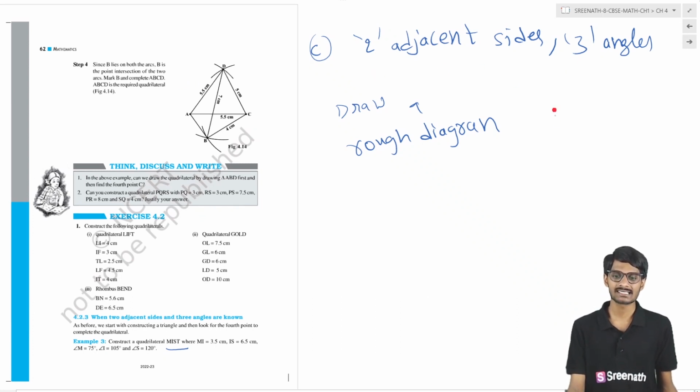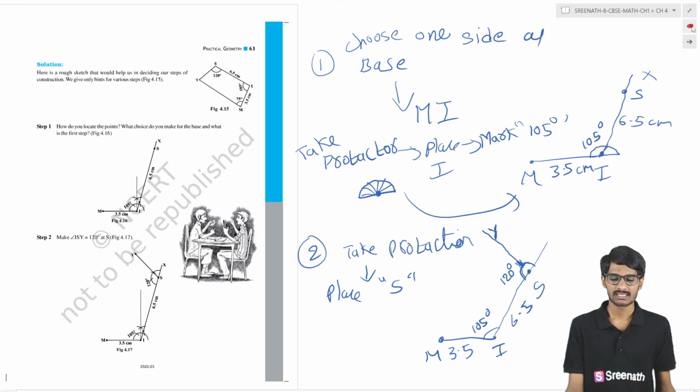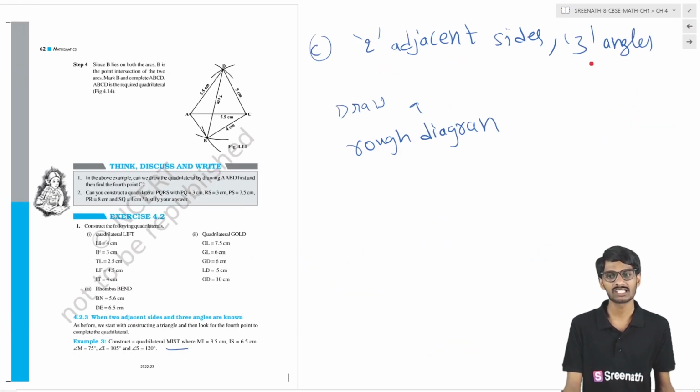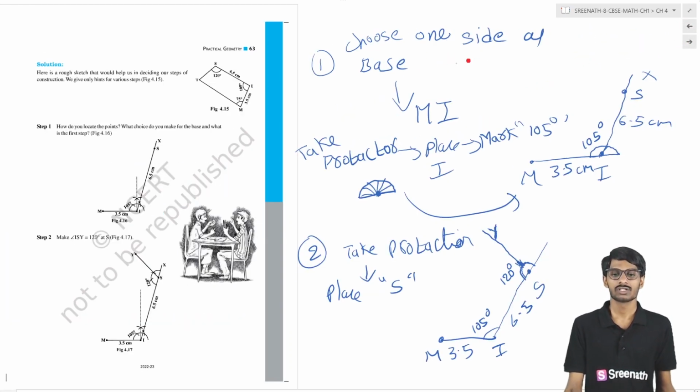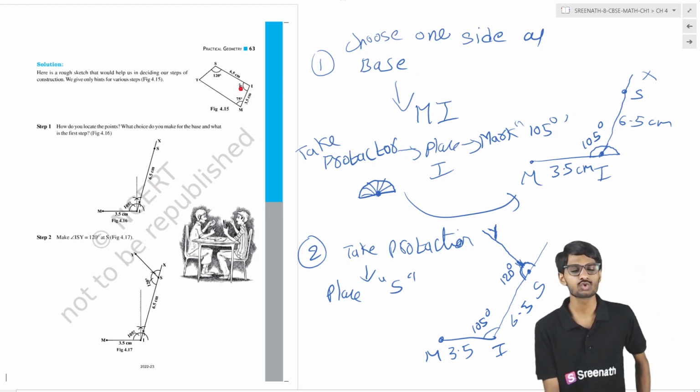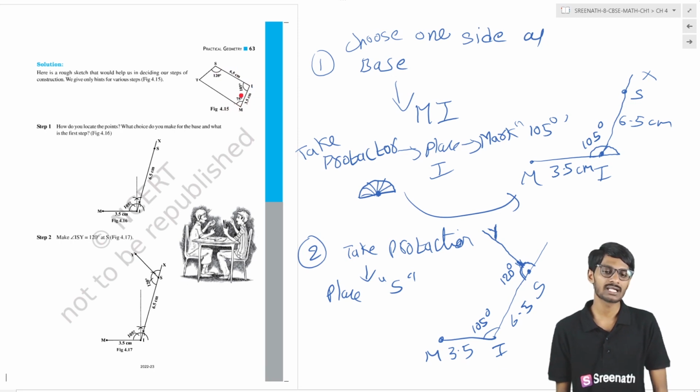Next, two adjacent sides and three angles. Same thing: whenever two adjacent sides and three angles are given, first draw a rough diagram. These are the adjacent sides, and three angles are given. First we have to choose one base and draw that base. The base is nothing but MI. You have drawn it with 3.5 centimeters.